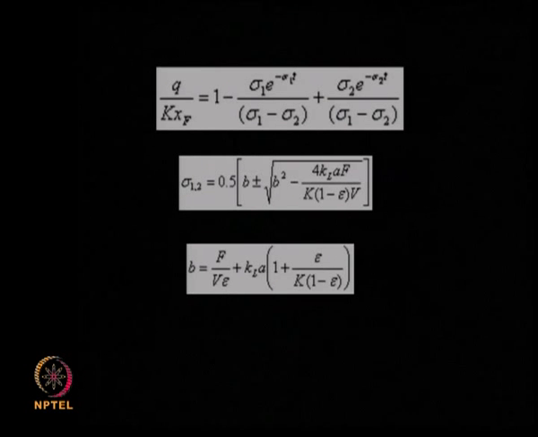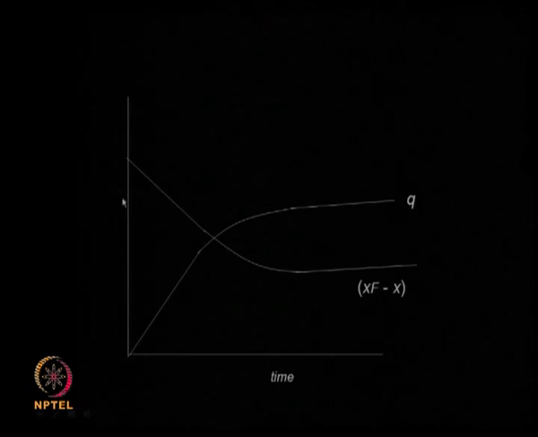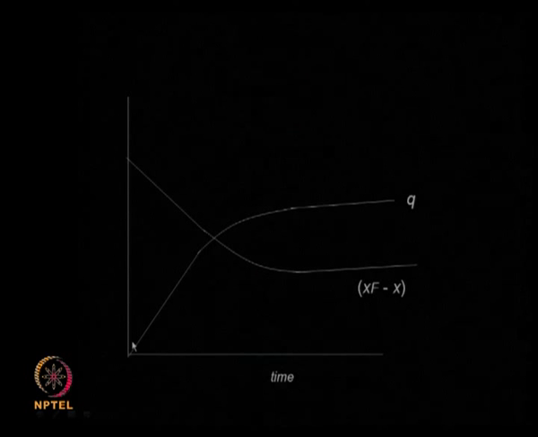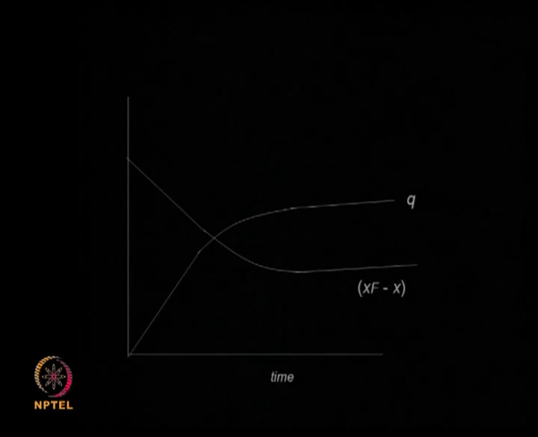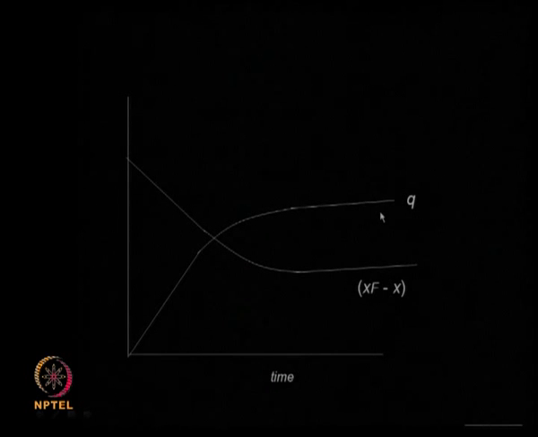Okay, how do these graphs look as a function of time? So, your Q will slowly build up, because imagine that initially you do not have any solute adsorbed on the adsorbent. So, Q will be 0, but as a function of time, slowly the solute gets adsorbed, and finally it will reach a saturation, correct. So, it will reach a plateau.